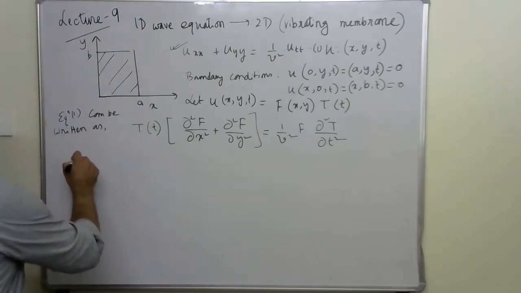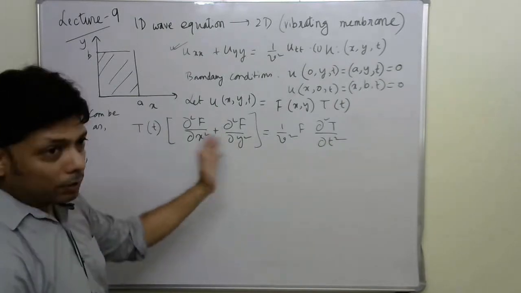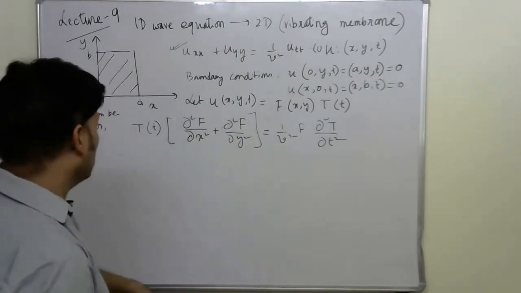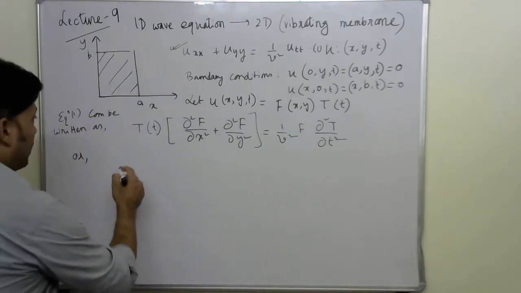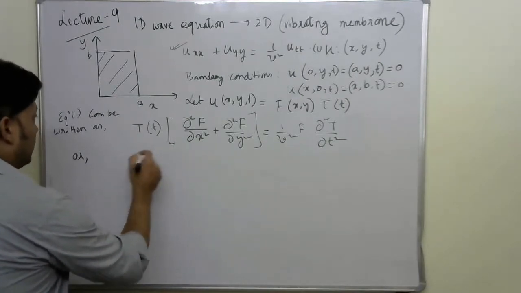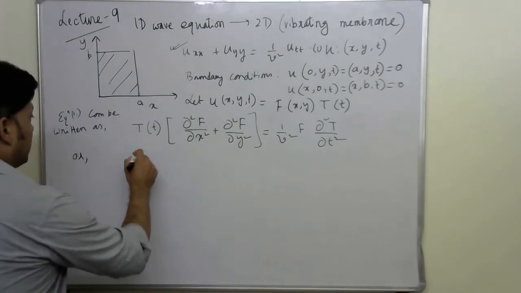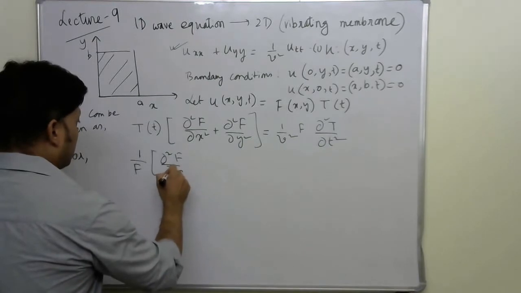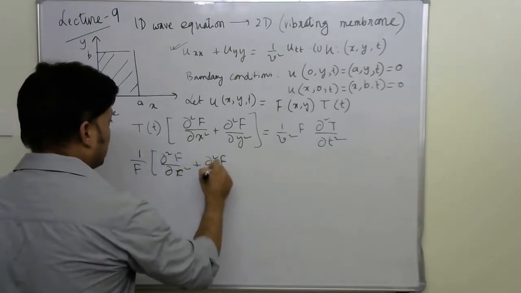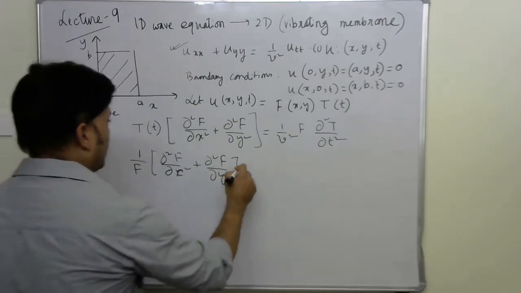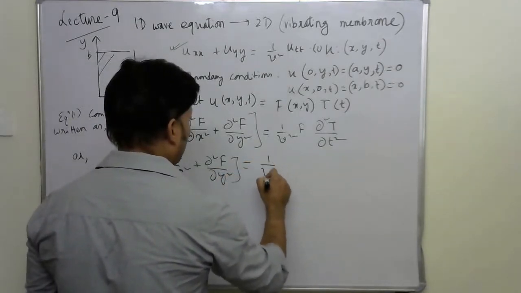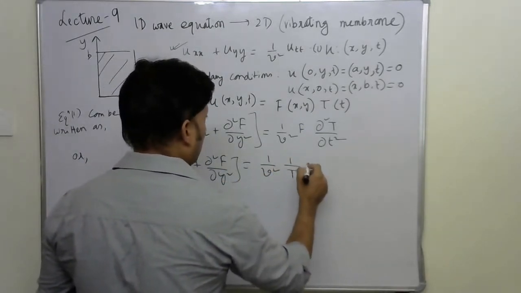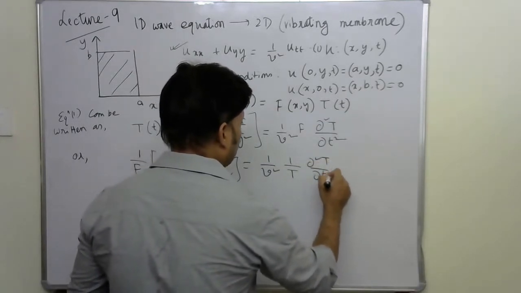Now what we are going to do is separate the variables. So we need to divide both sides by the product of F and T. We get 1 over F times (∂²F/∂x² plus ∂²F/∂y²) is equal to 1 over v squared times 1 over T times ∂²T/∂t².